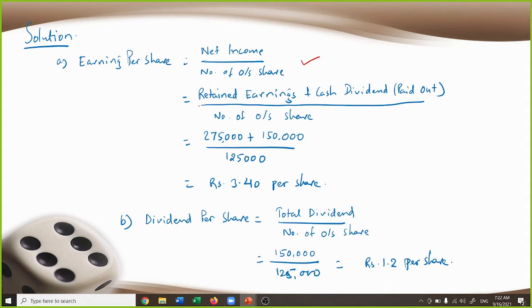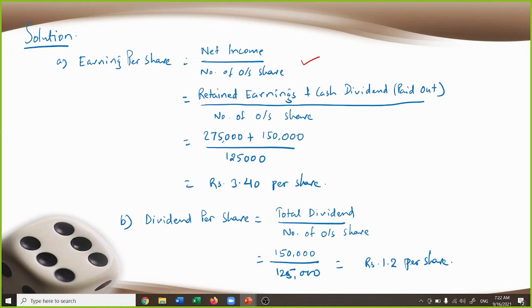Earning per share can be calculated by the formula: net income divided by the number of outstanding shares. In this question, we haven't been given the net income figure, so we can assume that retained earnings plus the cash dividend that has been paid out by the company can be used as net income. If the company is in the first year of operation, then this figure can be used as net earning.